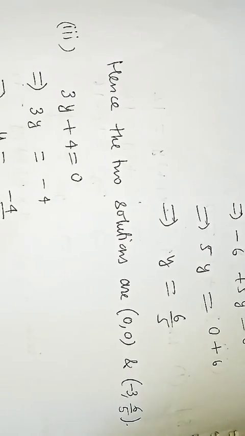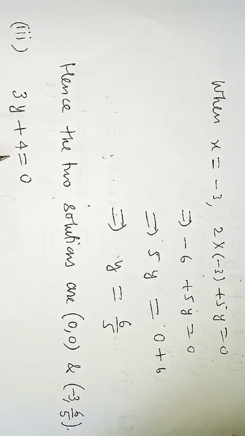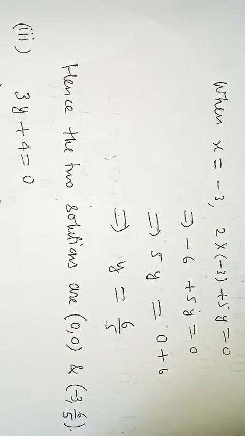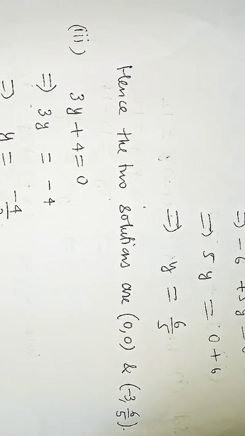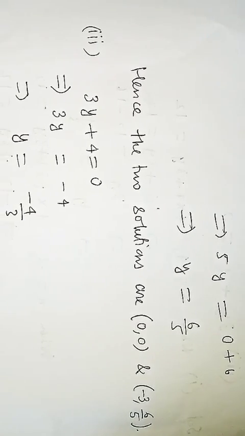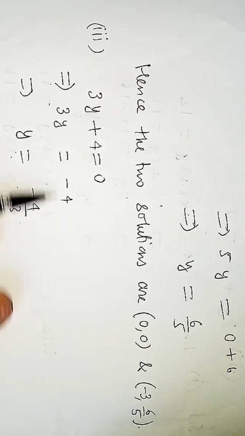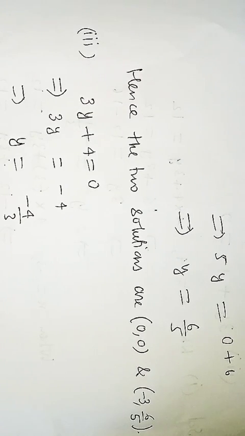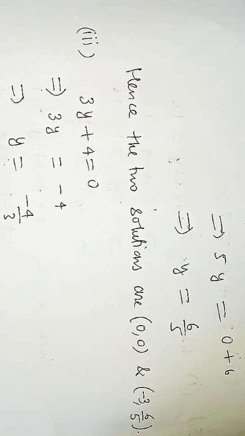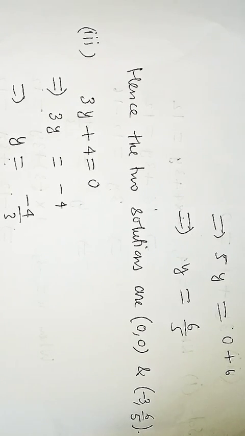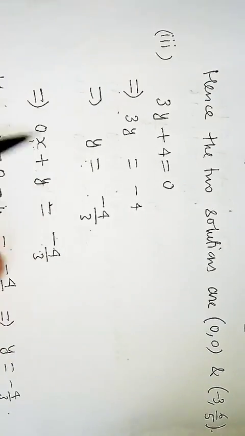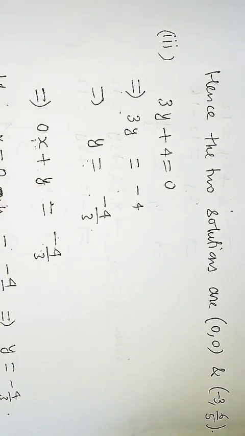Third, this is our given equation. We have to find its 2 solutions. So we find here, in another way, we get y is equal to minus 4 by 3. It means that y is everywhere minus 4 by 3. So we have to take value of x. Now it can be transformed into the form 0x plus y is equal to minus 4 by 3.